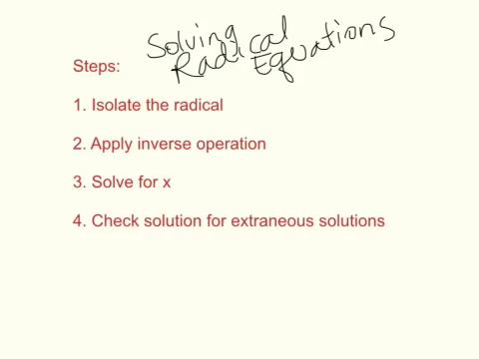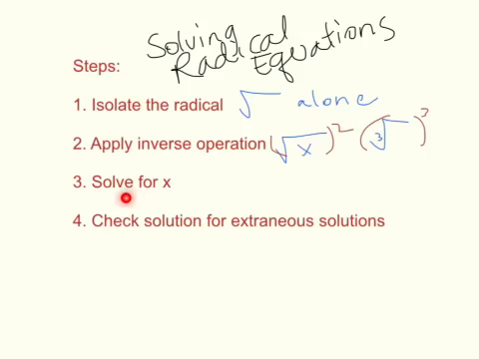So here are the steps to solving radical equations. We have to isolate the radical first. That means we want to get the radical alone or by itself. So you're going to get rid of anything that's in front of the radical or on the other side of the radical. Then you're going to apply the inverse operation so we can eliminate the radical. That means if we have the square root of something, you're going to square it. Square both sides of your equation. If you're taking the cubed root of something, then you need to cube it. Cube both sides of your equation.